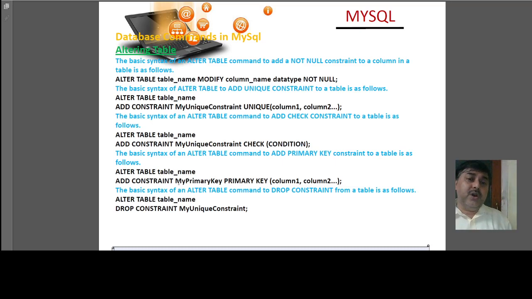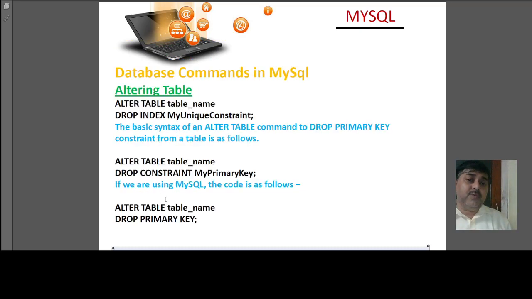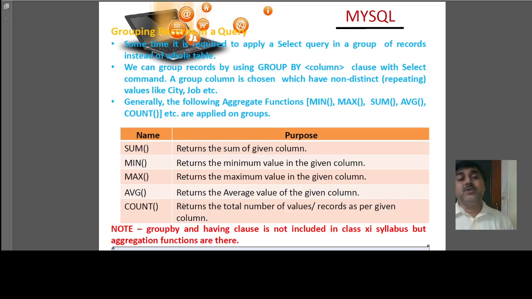For the primary key, we use DROP CONSTRAINT. ALTER TABLE name DROP INDEX my unique constraint. Also ALTER TABLE name DROP CONSTRAINT my primary key, and ALTER TABLE name DROP PRIMARY KEY. So this is what we can say, and we can also find the GROUP BY condition. We can use the GROUP BY condition for this purpose: GROUP BY, then the column name.